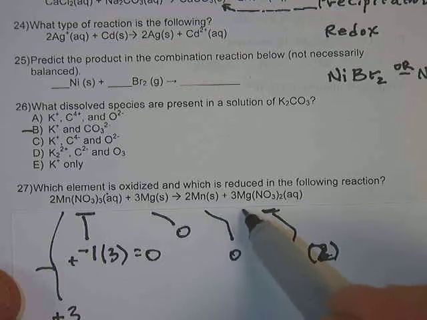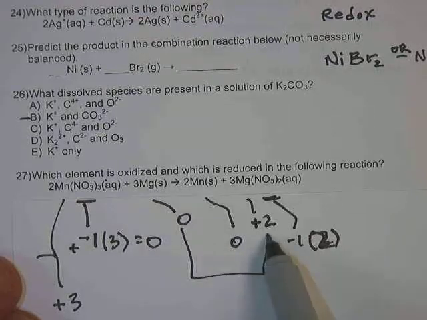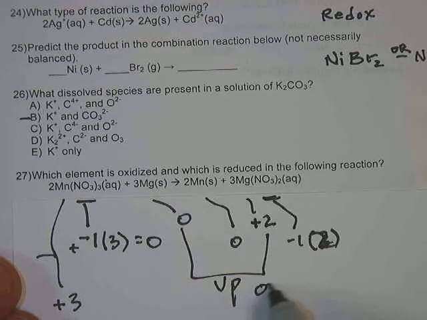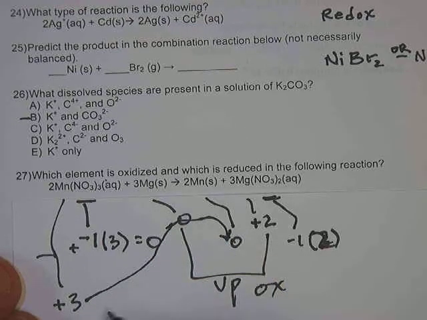Magnesium right here is 0. Manganese over here is going to be 0. And then once again, you have your nitrate species, which is -1, and there are 3 of them right here. I'm sorry, 2 of them right here. And that means magnesium must be +2 to balance out that -2.